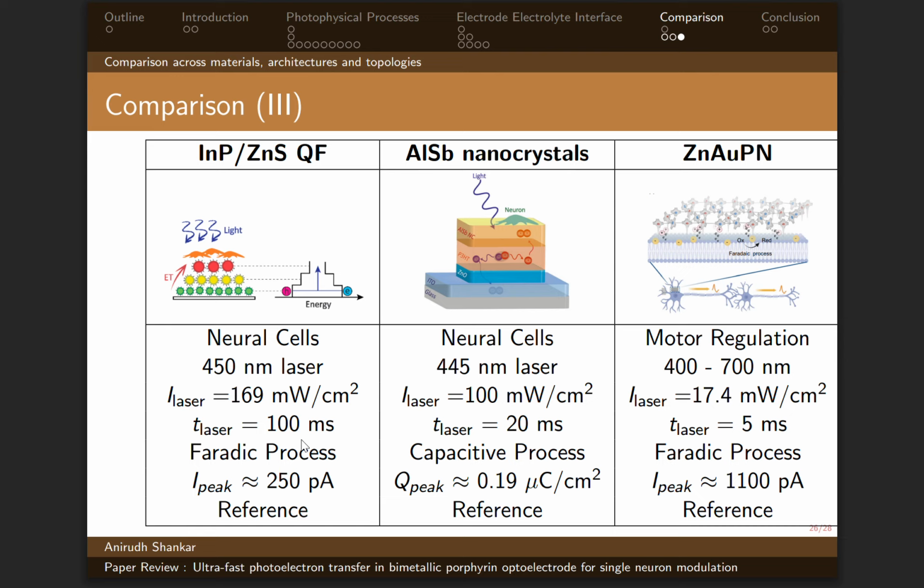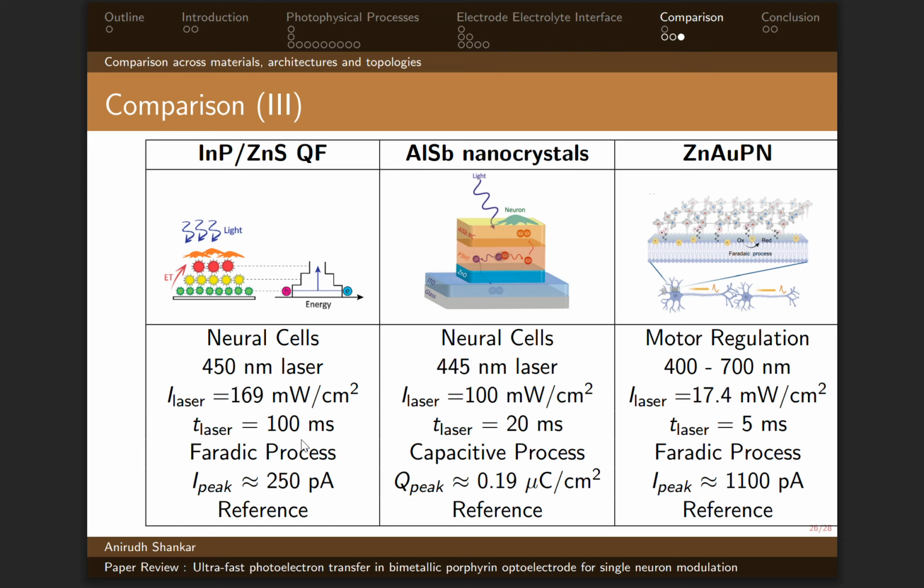The first one is indium phosphorus zinc sulfide quantum funnels that were used for neural cell stimulation with a 450 nanometer laser with an intensity of 169 milliwatt per centimeter square and time period of laser being 100 milliseconds. And the faradic process was attributed for current generation here, and the peak current was about 250 picoampere.